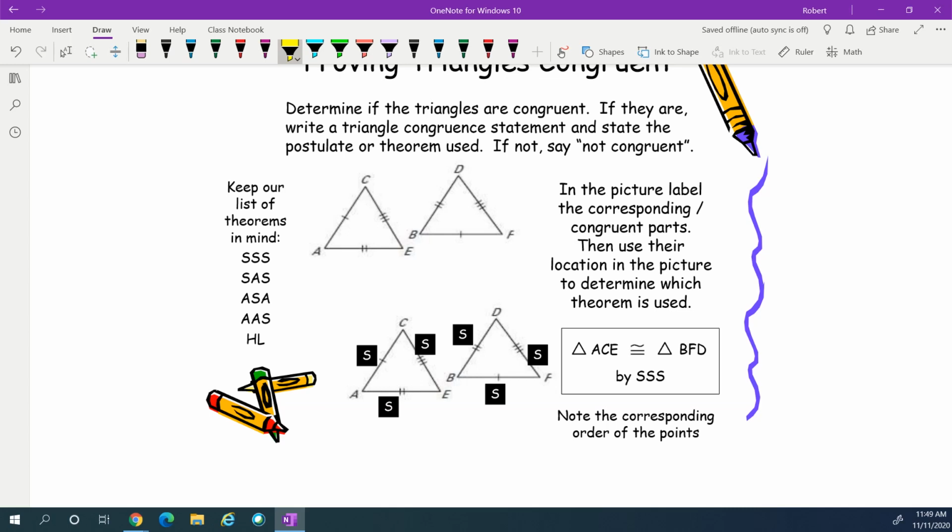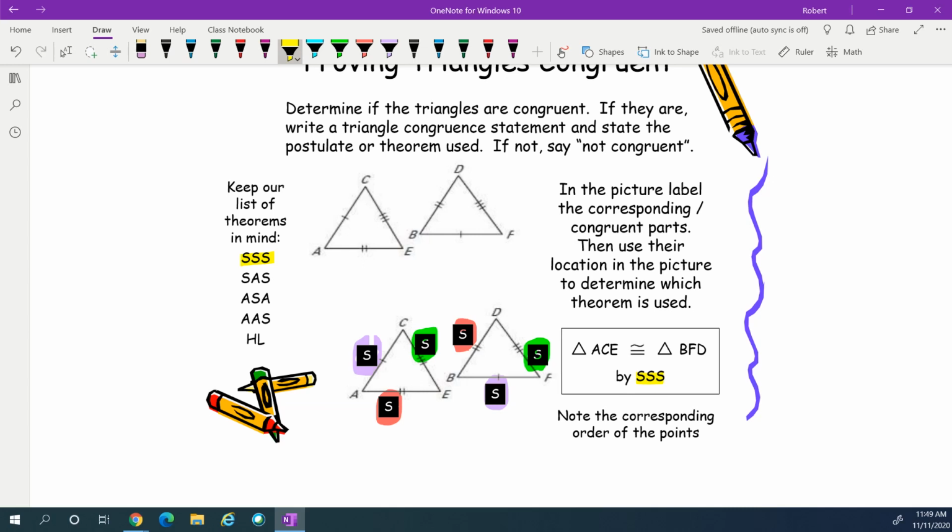So here, what I would do is I would take my original picture and I would say, oh, okay, well, let's see. Side 1 matches side 1. Now look at that picture. It's rotated. I do have to be careful here. Side 2, it's labeled with 2 hash marks, matches side 2. And then side 3 matches side 3. So we have SSS. There's no doubt these triangles are congruent by SSS.